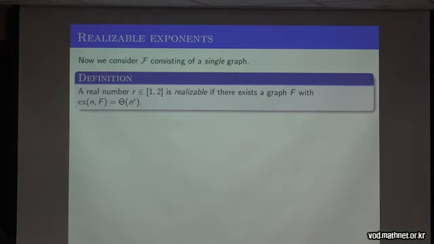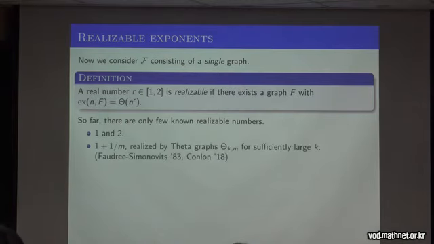So here, let me begin with some definitions. Now we consider a family of graphs consisting of only a single graph. A real number r is realizable if there is a graph F having the extremal number of order n to the r. So far, in contrast to the finite family case, there are only a few known realizable numbers. For example, 1 and 2, and numbers of the form 1 plus 1 over m, which is realized by theta graphs, and this was proved very recently.